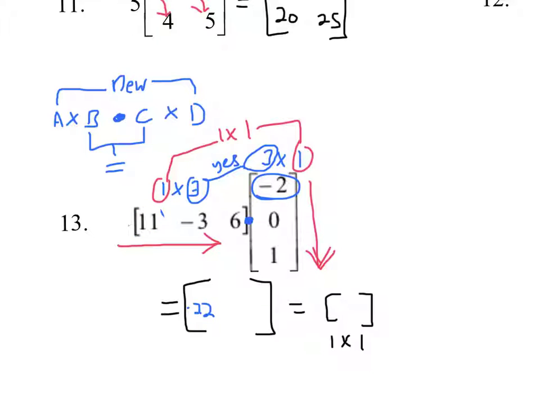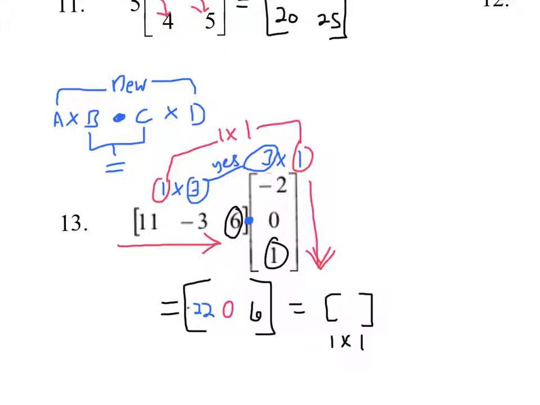And then you're going to move across the row of the first matrix and down the column of the second. So now I'll take a look at negative 3 and 0, and you're going to multiply those. Negative 3 times 0 is 0. And then we'll continue across the row and down the column. 6 and 1. 6 times 1 is 6.